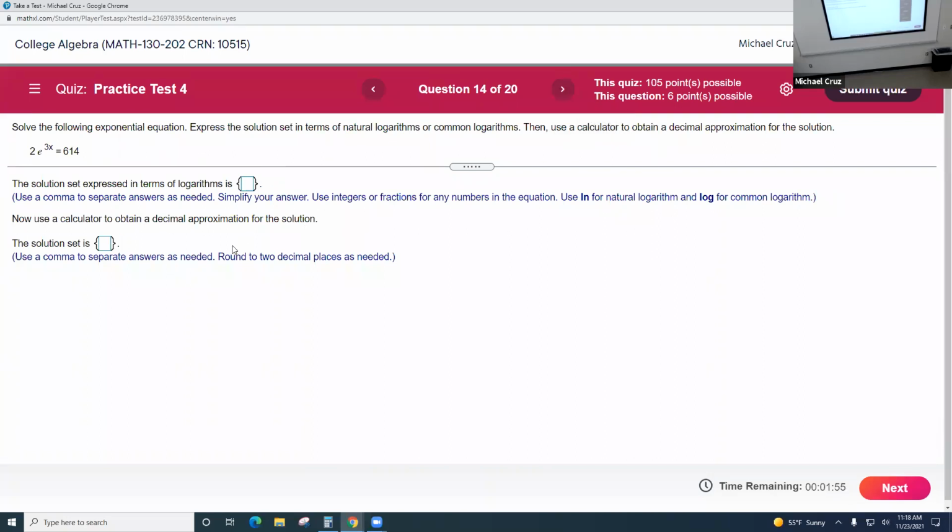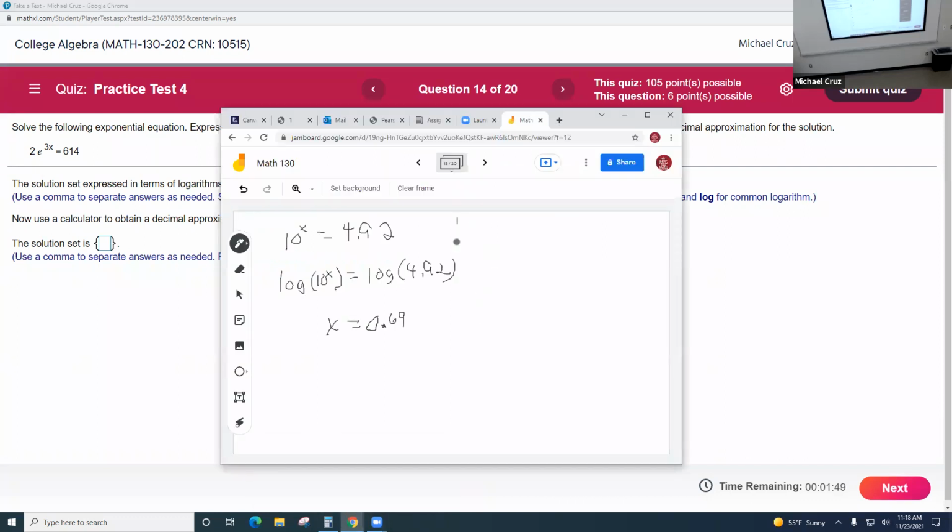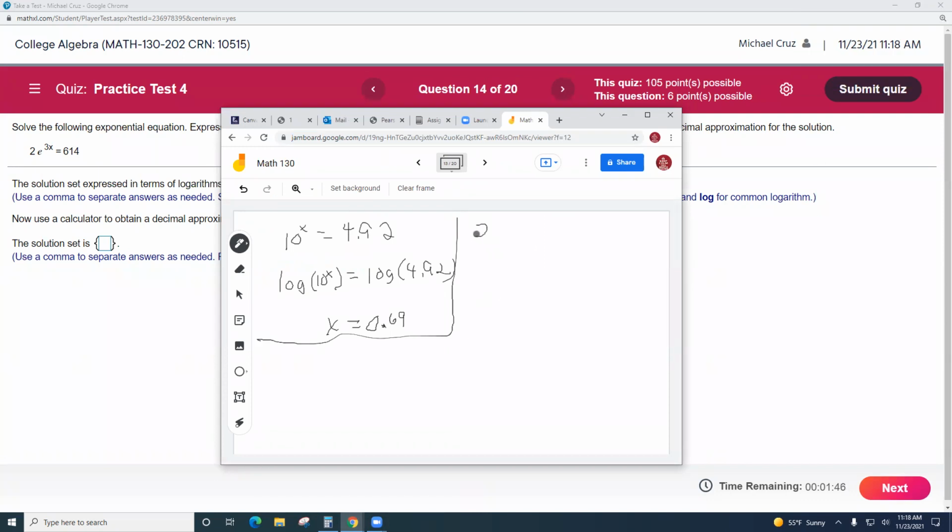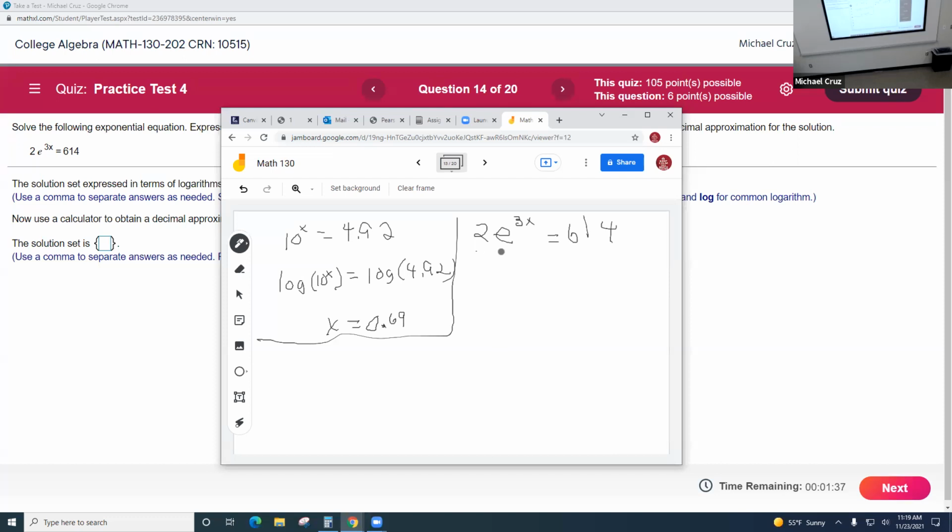All right, so this is an e one, but the first thing we got to do is isolate that e. So divide on both sides. Exactly, yeah, because you can't really use the ln until you just got a single e there. So this would be 307, right? Thank you. Okay, and then I'm going to take the ln. That's going to undo this and get the x out of there.